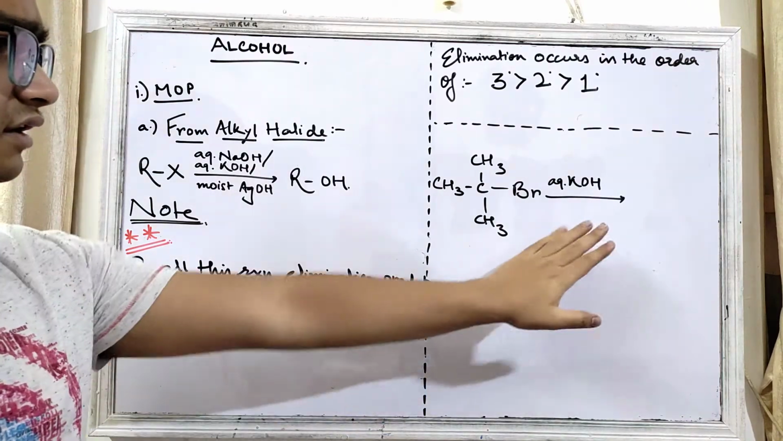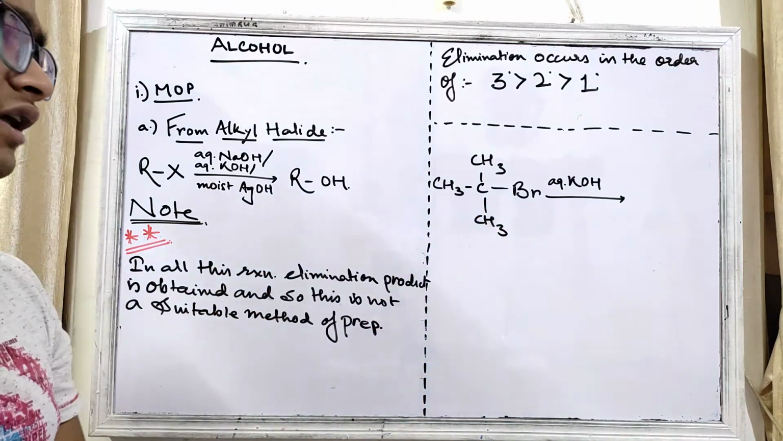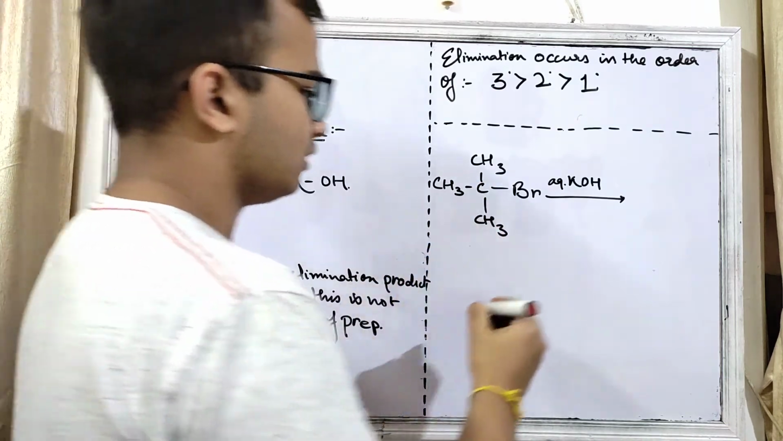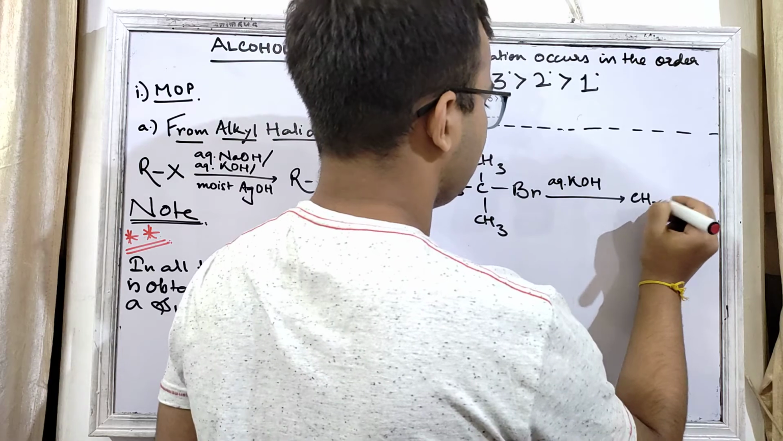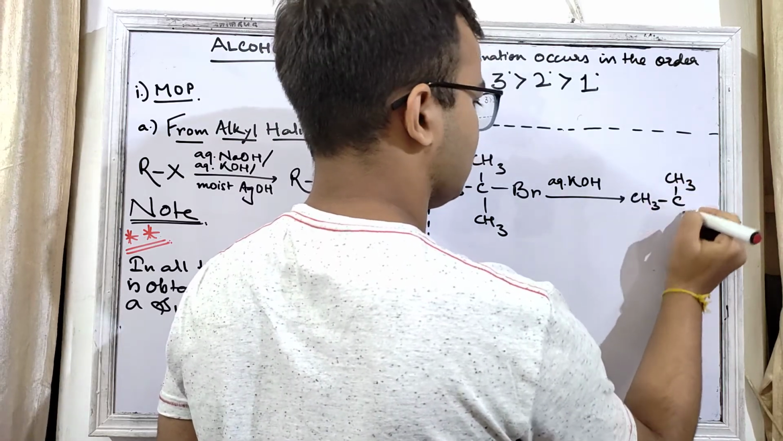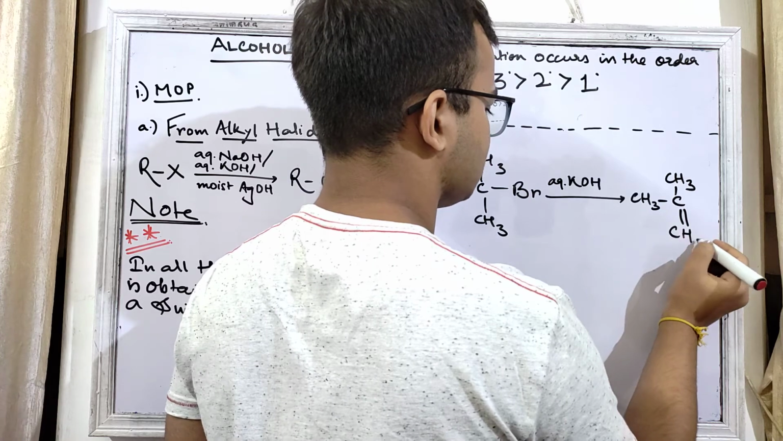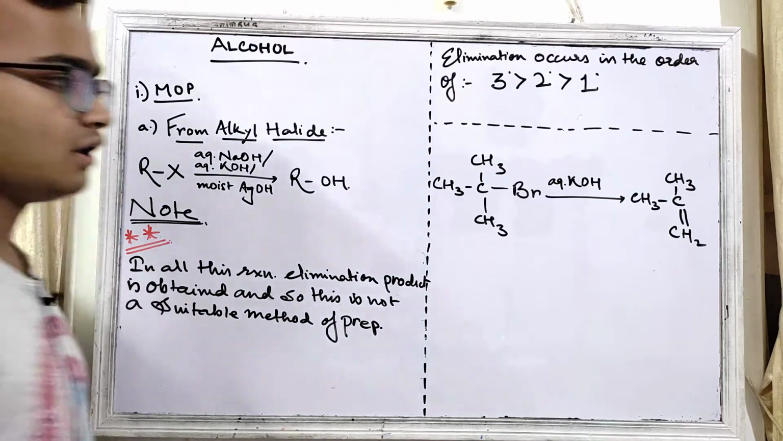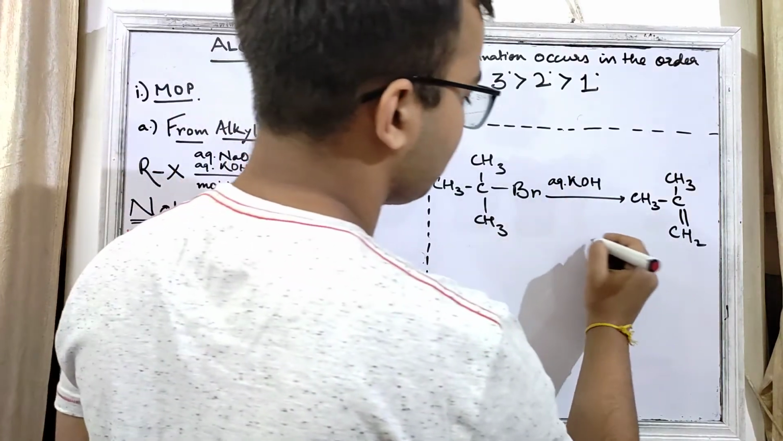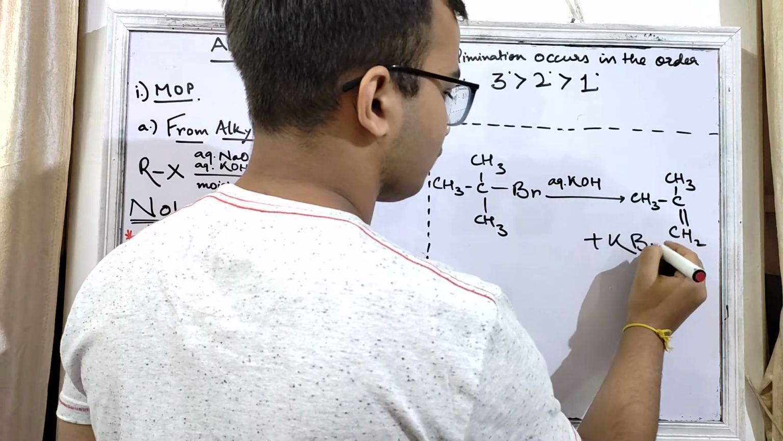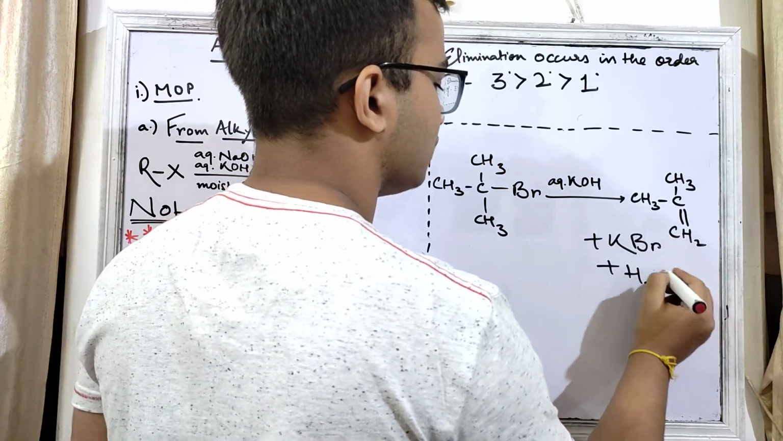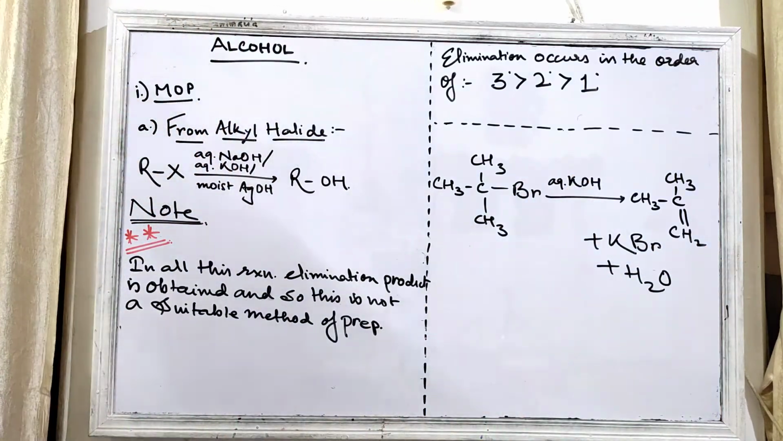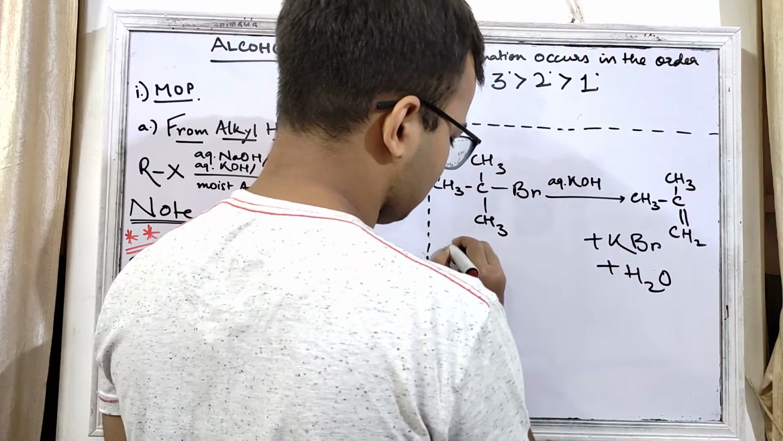So if you take aqueous KOH for this tertiary butyl bromide, a double bond will be formed over here. That means it will look like this: CH3, C, CH3, double bonded CH2. Clear? And along with this, you will get KBr plus H2O. Why H2O? Because this was CH2 and one H is coming out and reacting with this OH minus, so it forms H2O.